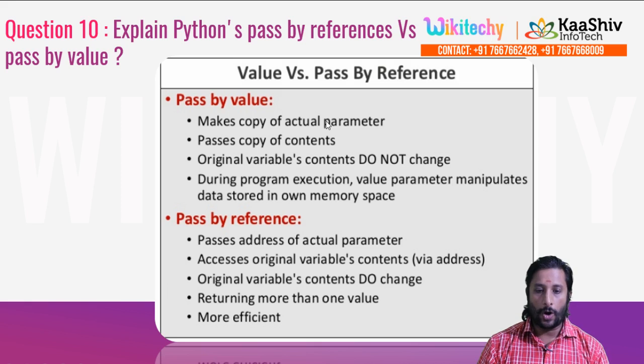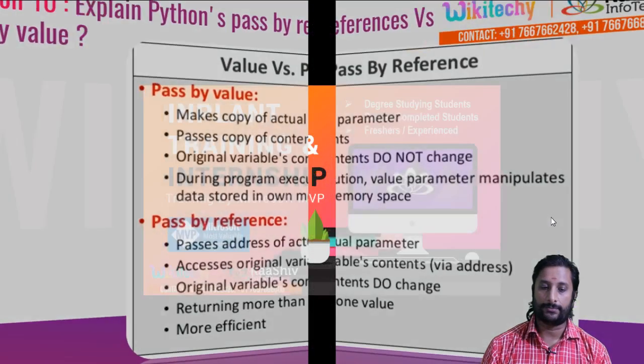So pass by value makes a copy of the actual parameters and passes a copy of the contents; the original variable content does not change. During program execution, the value parameter manipulates data in its own memory space. With pass by reference, you get the address and access the original variable contents. The original variable data does change, it allows returning more than one value, and it's really efficient.